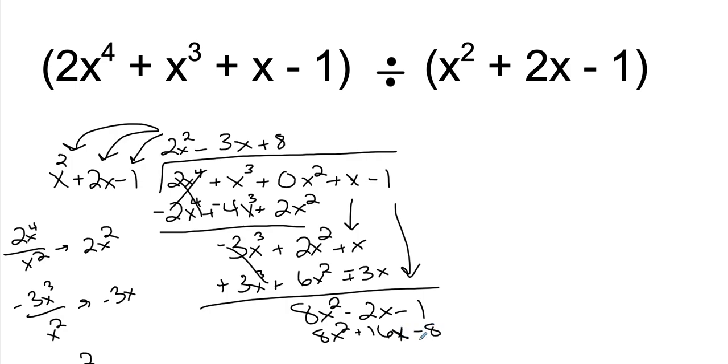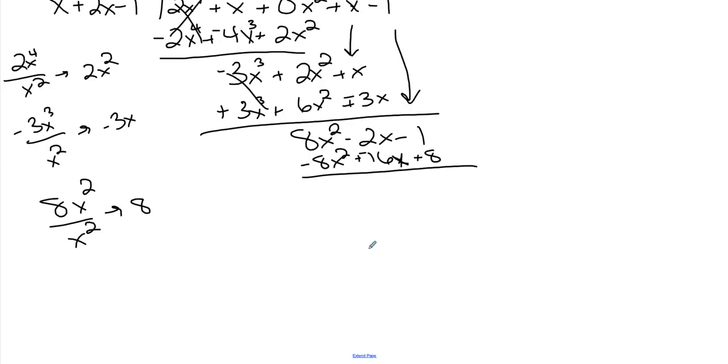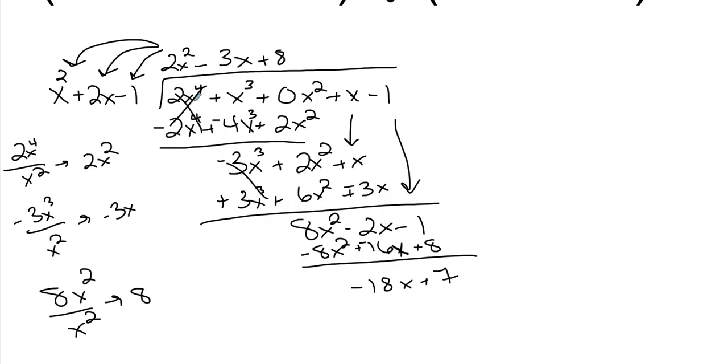That's a funky x. Let's fix that up. Okay. Distribute that negative. Change our signs. And then finish it out. So we got negative 18x plus 7. Okay, let's double check everything.